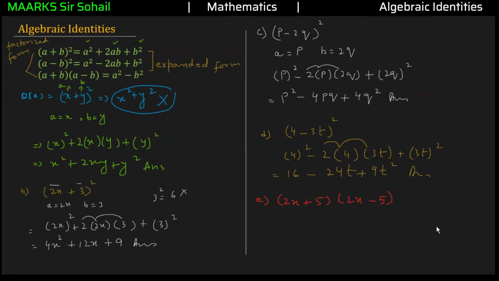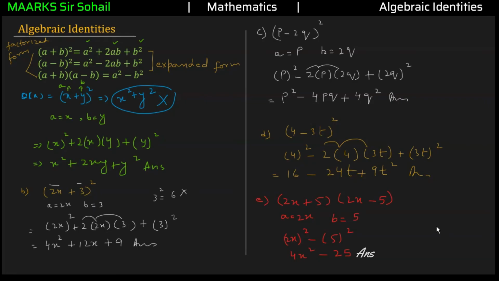So here a is 2x and b is 5. Again I'll repeat, make sure when you are using these algebraic identities, you do not write minus here. A and b is always positive in these questions usually. So a square minus b square, so what is a here? 2x, and b is 5, so 5 square. So it will be 4x square minus 25. 2 square is 4 and square will come on x also, and minus 25. So this is how we solve this question.